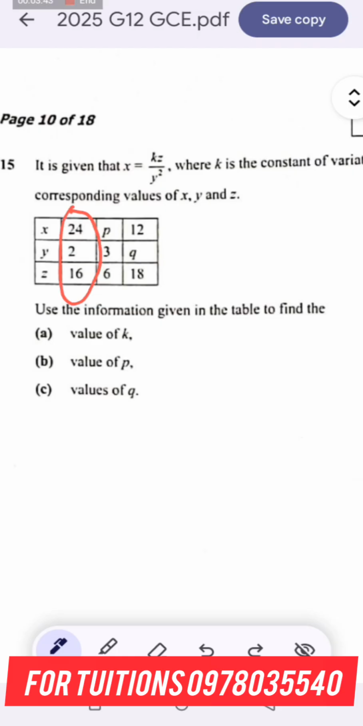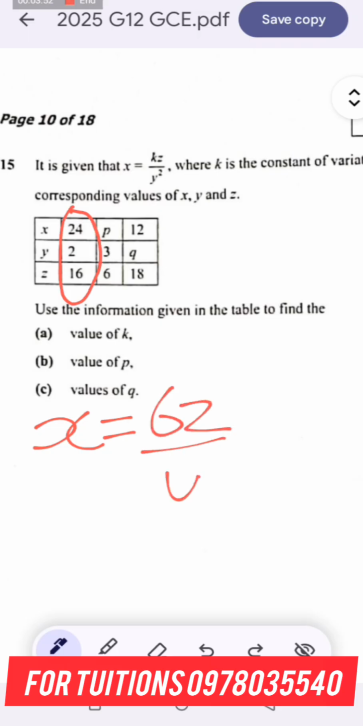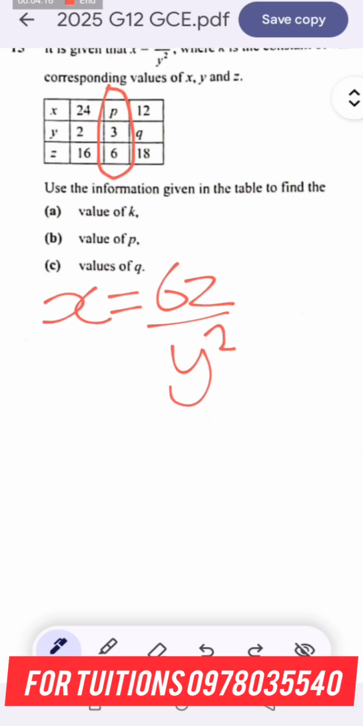So your equation is x equals, where there's k, put a 6 there, 6z over y power 2. That's your equation now. Here they are saying find the value of p. Look for the table which has got p. The table which has got p is our second table. Like you can observe this table. Here you must know that in this table, x represents p, y represents 3, and z represents 6. So we're just going to replace. Where you are seeing x, you are going to put a p there. So this will be p equals 6, then your z is just, of course, 6.